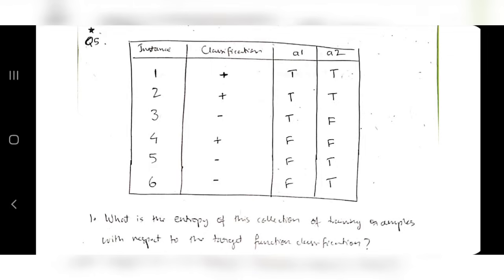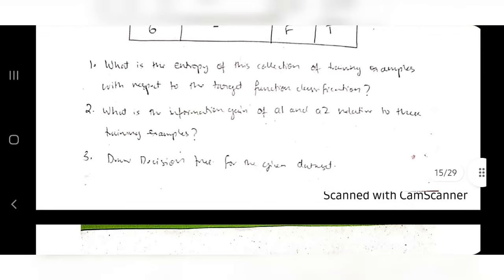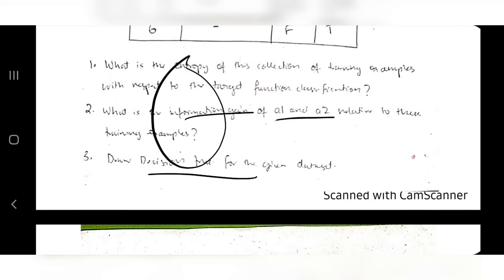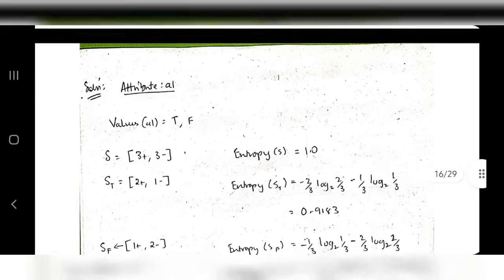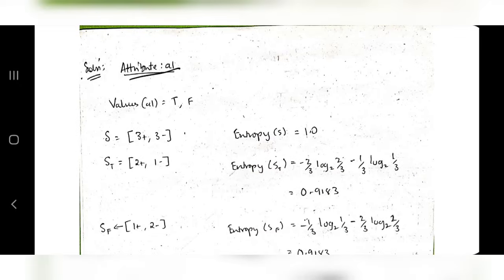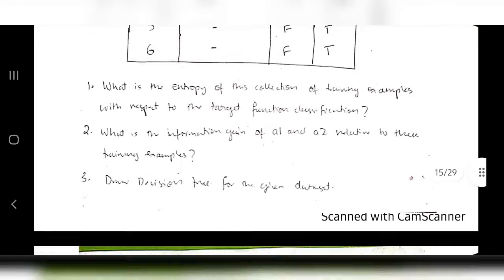Okay, you're getting what I'm telling, right? See here, they'll be asking you to find the information gain of a1 and a2. So whatever they have given here, whatever I'm telling, that only they have asked here. First consider attribute a1. How many values does a1 have? True and false, they're distinct values.